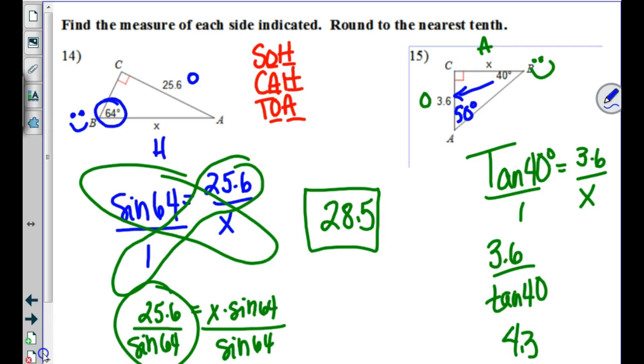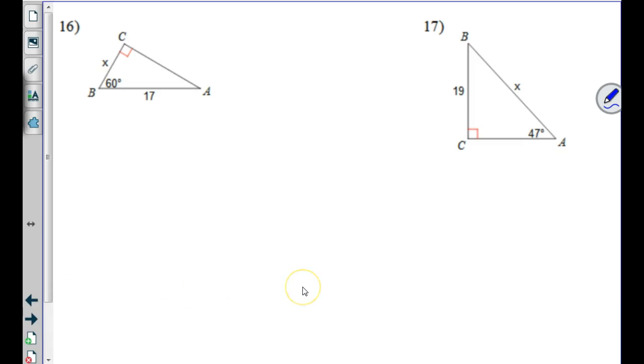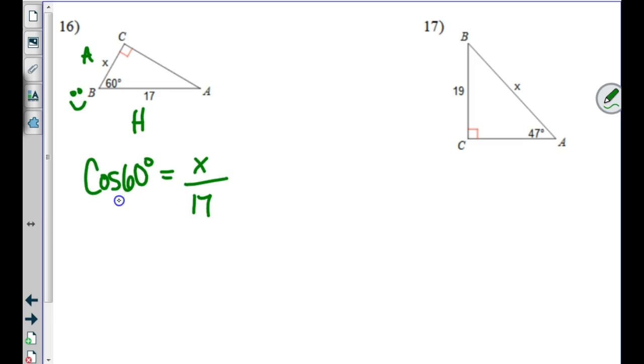Okay. Just that will help, especially on the SAT. Think about that. If you can eliminate some of the answers because you know ahead of time, right? Which one is going to make sense? All right. We know this angle, so we have adjacent and hypotenuse. So that means I need what? Cosine of 60 equals x over 17. So as long as I want a decimal, I can just do 17 times the cosine of 60.